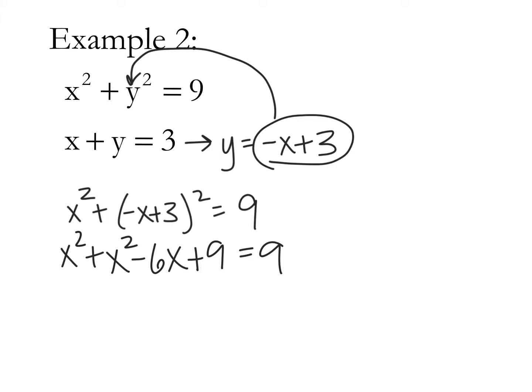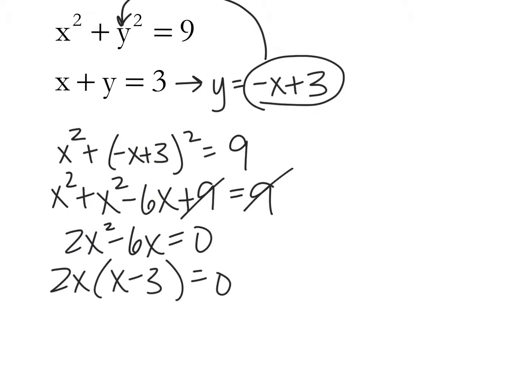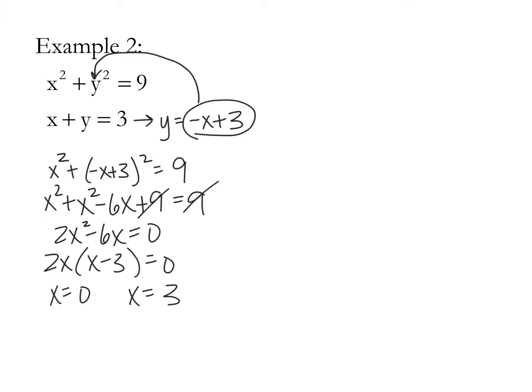And so I'm just trying to solve this thing again. 9's cancel, so I get 2x squared minus 6x equals 0. This has a GCF. And this is going to give me 2 different answers. I get x equals 0 and x equals 3. Okay, so keep in mind the answer is not 0, 3. It's not 3, 0. I'm going to write them over here.